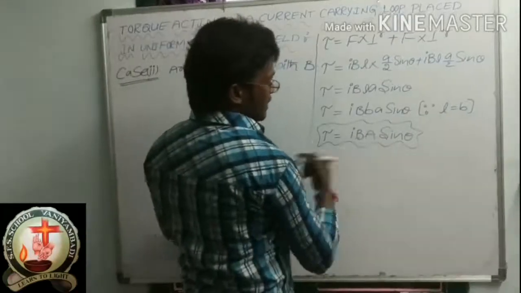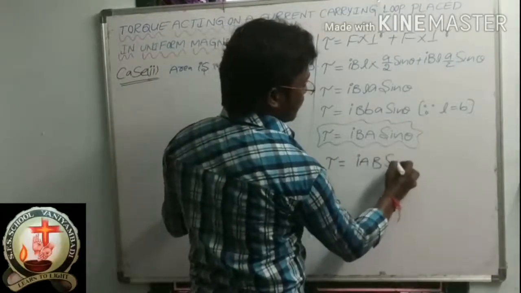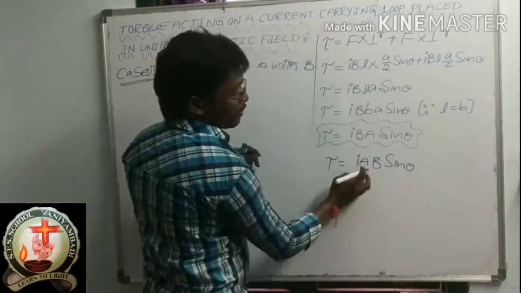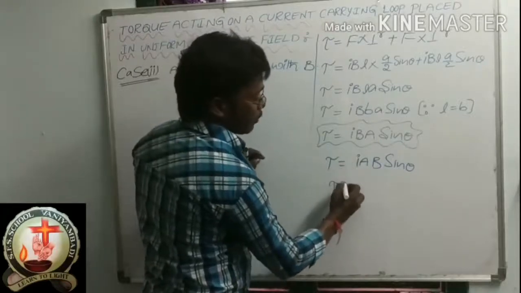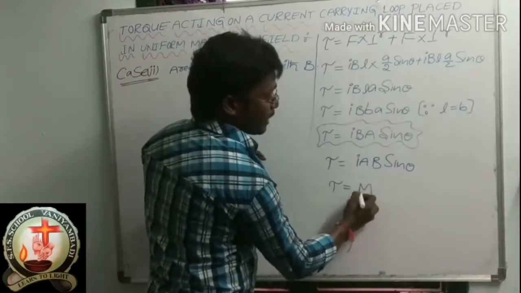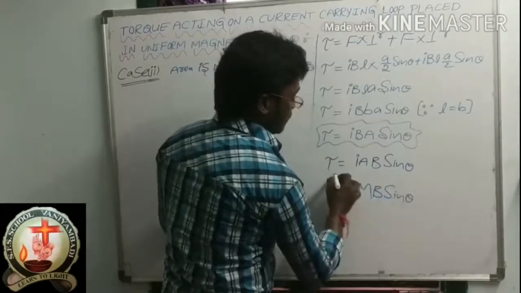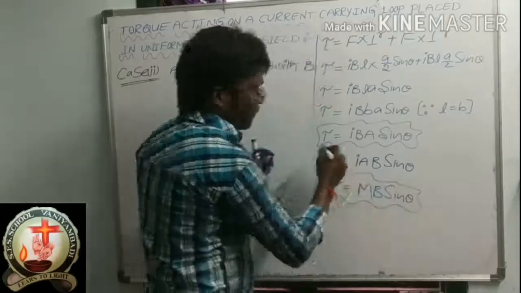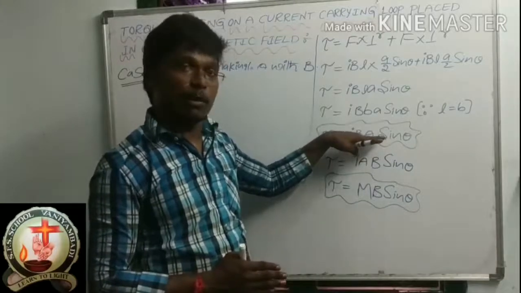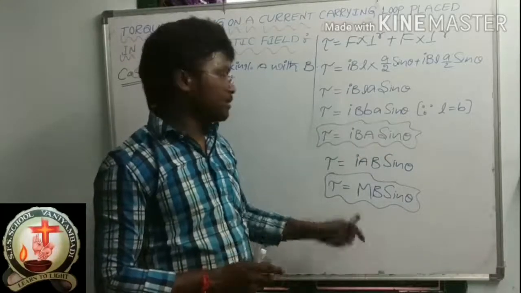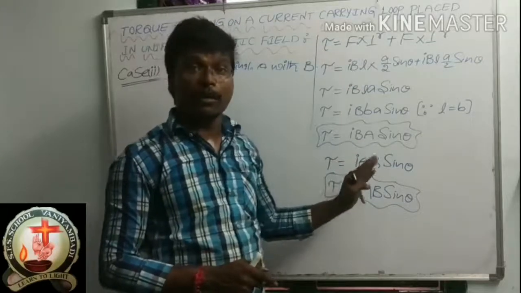Tau is equal to IBA sin theta. Now I am writing tau is equal to I into A, B sin theta. The product of current into area is equal to magnetic moment. Magnetic moment we can indicate as M. So MB sin theta is the final expression. If you want, you can stop here itself, no problem. But this is extra information: the product of current into area is the magnetic dipole moment.